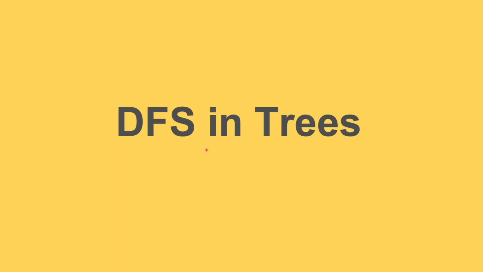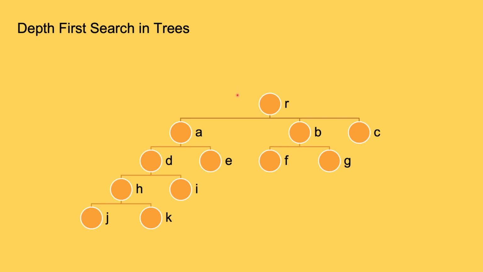How does DFS work in a tree? As you know, an important feature of a tree is that it does not have a cycle. Let's see how DFS works on an example tree. First, we visit the root, then we have to run DFS on all of its children recursively. First, we pick node A, we mark it as visited, then we run DFS on all the children recursively. In this case, we pick node D, and we keep continuing this algorithm. So we get to node H, then we get to node J.